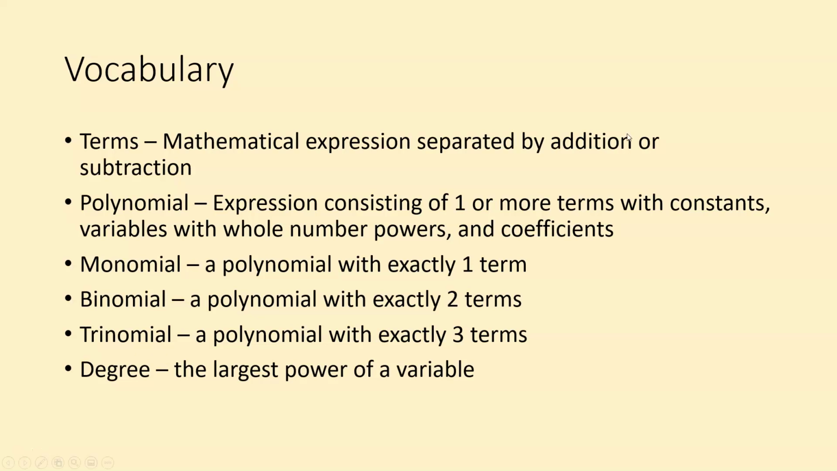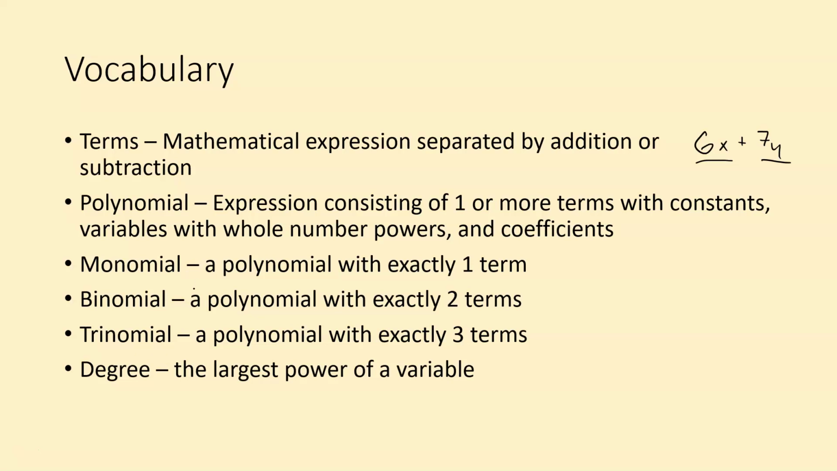So first we have terms. Terms is a mathematical expression separated by addition or subtraction. So for example, I have 6x plus 7y. This is a term and this is a term. So we have two terms here. Polynomial, expression consisting of one or more terms with constants, variables with whole number powers, and coefficients. We'll get into some more examples of polynomials in a moment because there's lots of examples I could give.